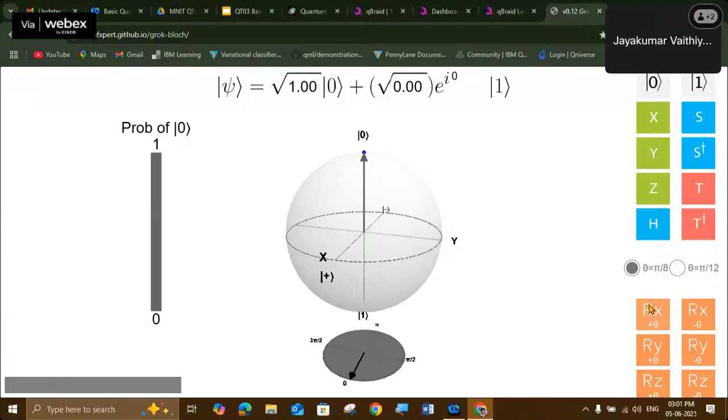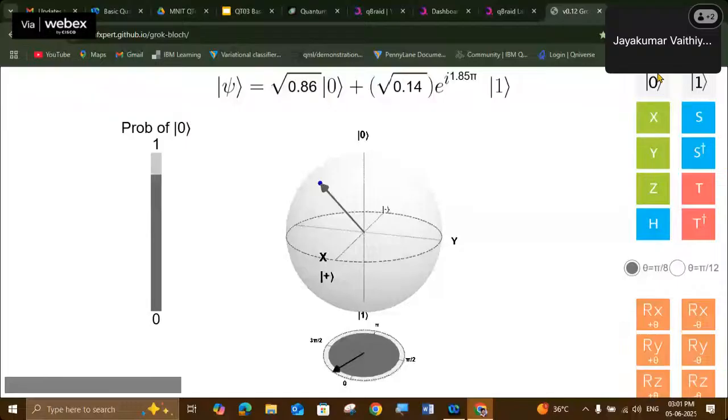One, two, it is already in superposition. So anywhere in your Q sphere, it is already in superposition. So click stage 0, click Rz. So nothing happens.